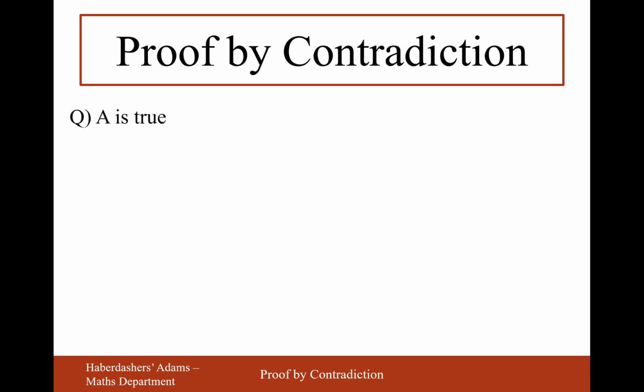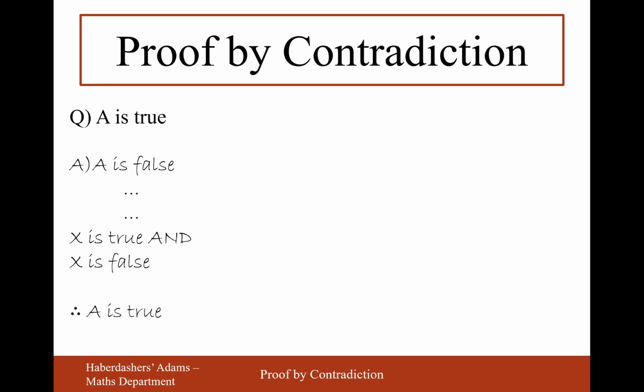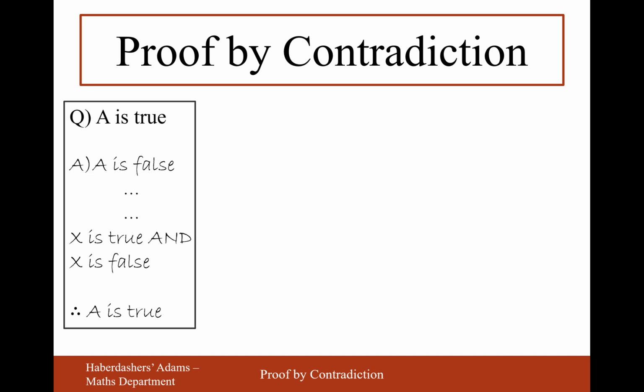So just to go through a brief outline, so you've got something on the side of your page while you work through it. If the question is A is true, then you say A is false. You do some algebra, and then you get to a point of contradiction where X is true and X is false. So therefore it must be the case that A is true. So let's leave that on the side while we work through the first question, which is: the square root of 2 is irrational.